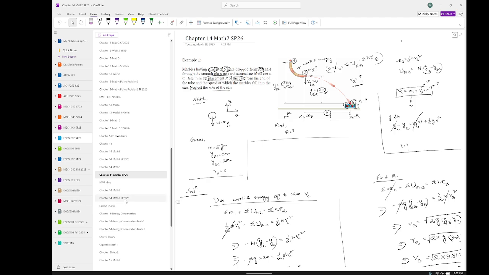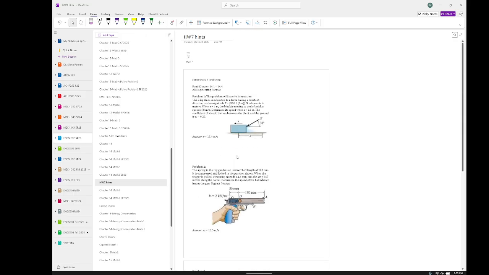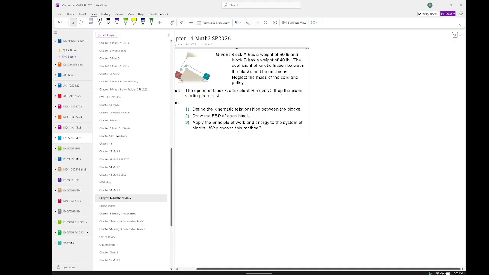I have simply two agenda, okay? First one is homework 7 hints. I'll talk a little bit with the homework 7. And the second one is I'm going to do this problem, okay? And there's an announcement as well. Let me put it here.